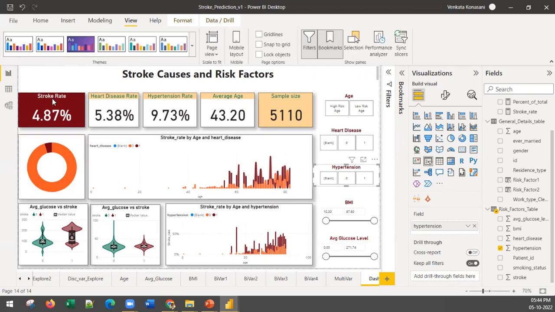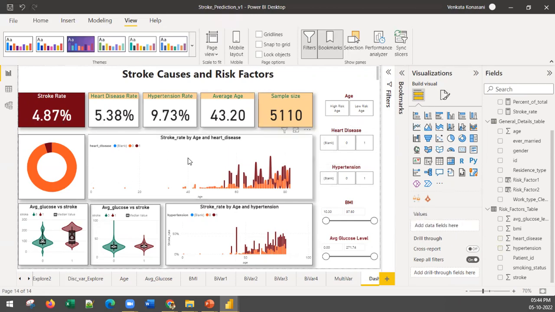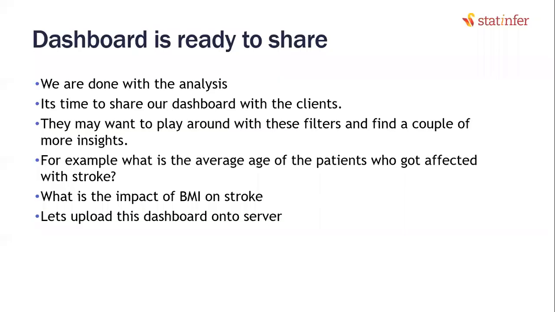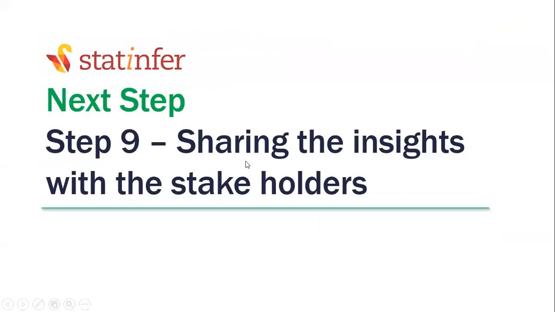All that healthcare team, they are waiting for our results. People from that hospital or the healthcare organization have given us the data. They are waiting for our results, and a lot of people are going to play around with these filters. So let us share these results. How do you share these insights is the next step. That is probably going to be our last step, step 9, sharing the insights with the stakeholders. How do you pass on this information to the stakeholders? That is our next step. Let us go to that next step.